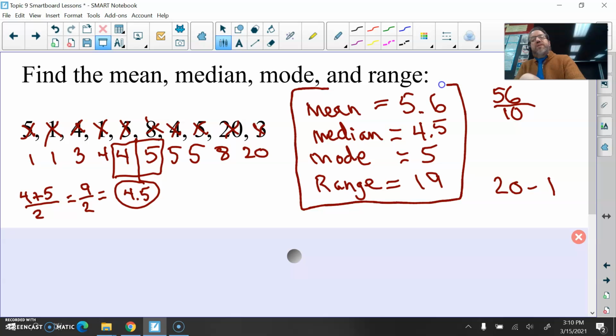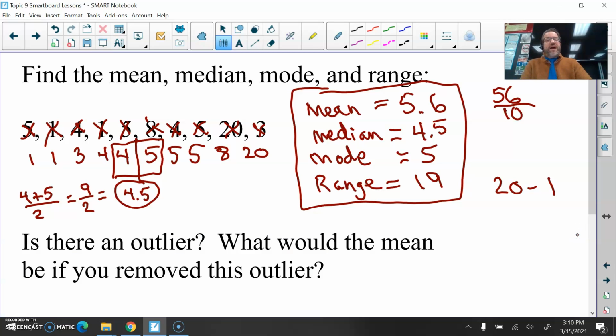mode, and range. Now, any guesses why the mean is so much higher than the median here? Could it possibly be, I mean, look at our numbers, 1, 3, 4, 5, 8, and then all of a sudden 20? What is that 20 doing in the list? That is a clear example of an outlier. Remember, outliers are numbers that lie outside of where all the other numbers in general happen to be in the data set. So 20 is an outlier. What would the mean be if you removed it? If you removed that outlier?